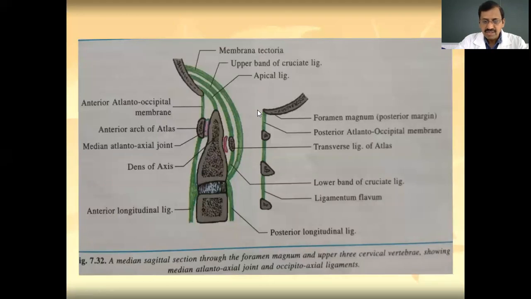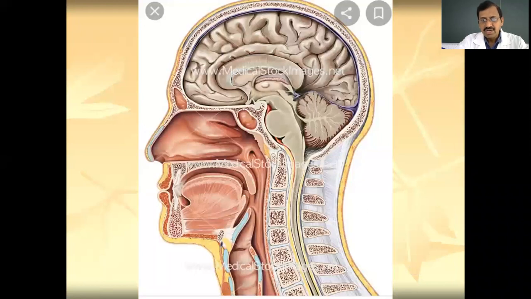Why is it called magna? It is the biggest of all the cisterns present in the CNS. This is the cisterna magna, also called the cerebello-medullary cistern. This is the cerebellum, this is the medulla, and this is the cerebello-medullary cistern.